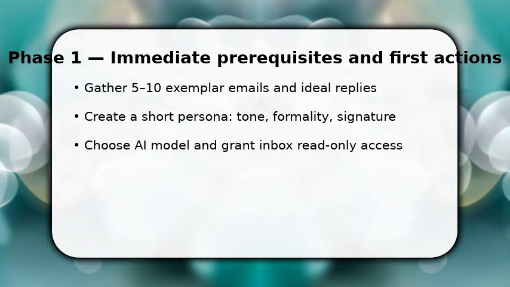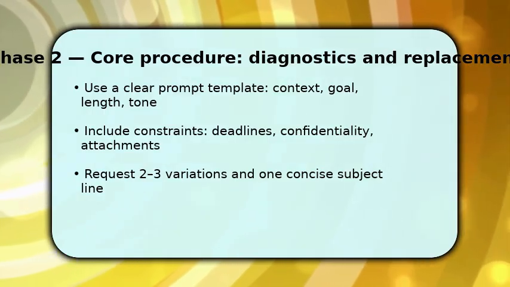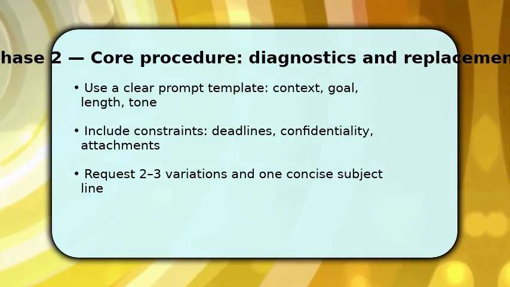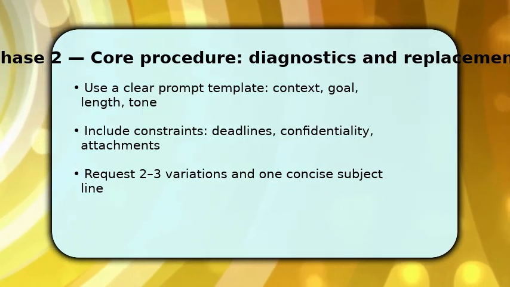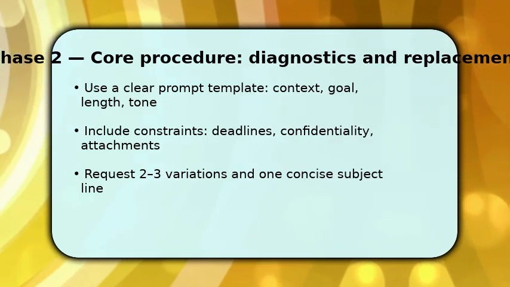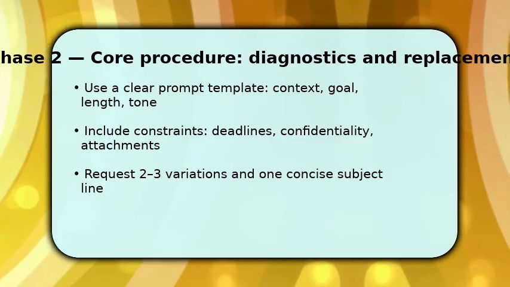You now draft replies by using a consistent prompt template. Include context, the reply goal, desired length, and precise tone. Once prompted, ask the AI for 2 or 3 variations plus a concise subject line so you can choose. Make sure to state constraints like deadlines, confidentiality, and whether to reference attachments. If specificity matters, paste key email lines.